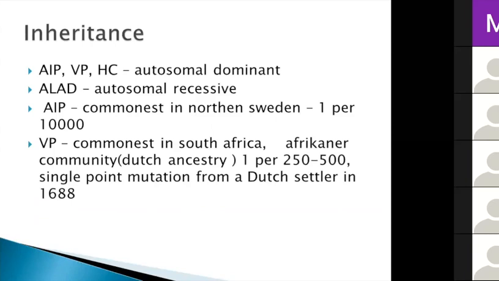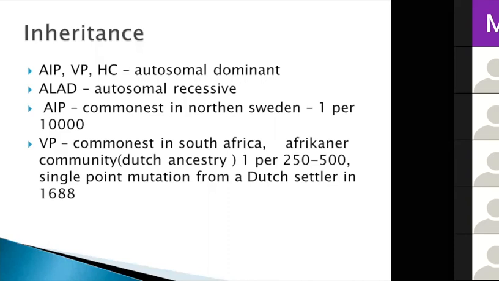This explains why it's so rare. The last case was discovered in the 1960s. This is because for it to be passed to offspring, both parents need to be carriers. So acute intermittent porphyria is commonest in northern Sweden. It affects 1 in every 10,000 people.